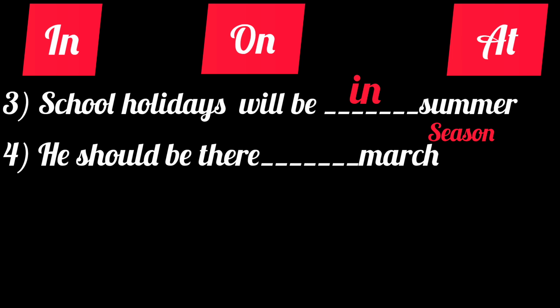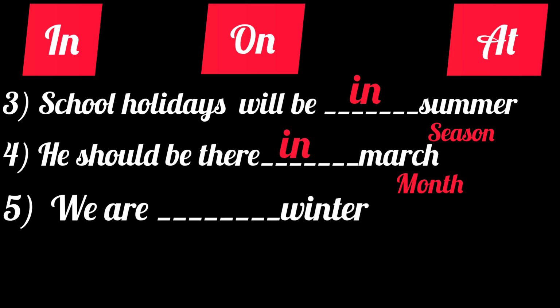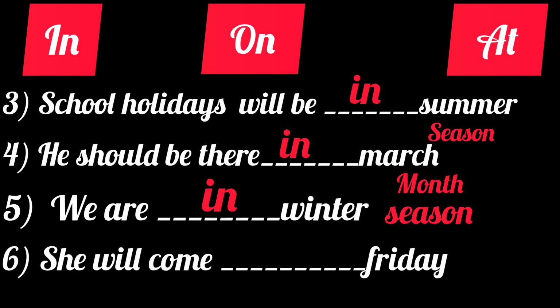He should be there dash March. March is a month, so we should use in March. We are dash winter. Winter is a season, so we should use we are in winter. She will come dash Friday. Friday is a day, so we should use on Friday.